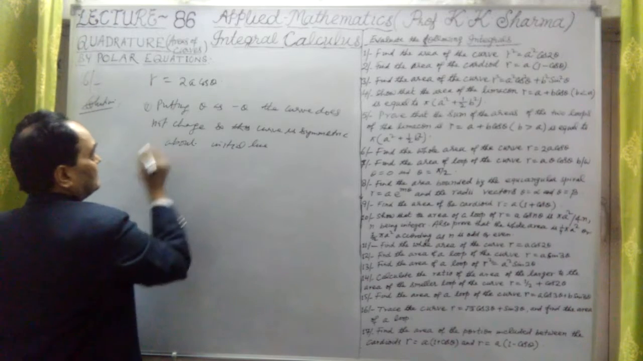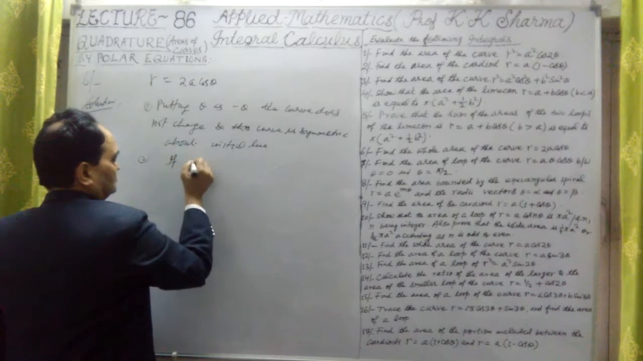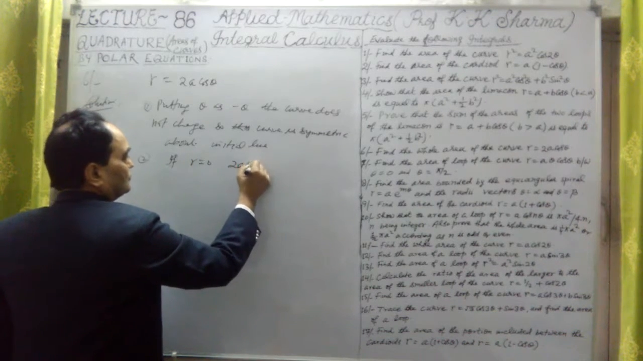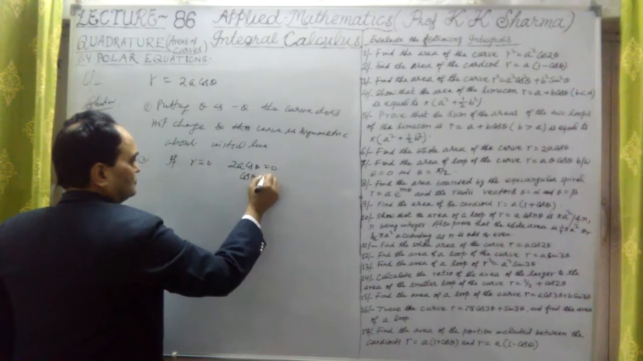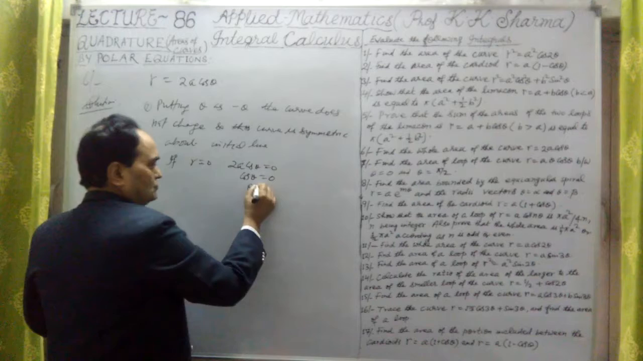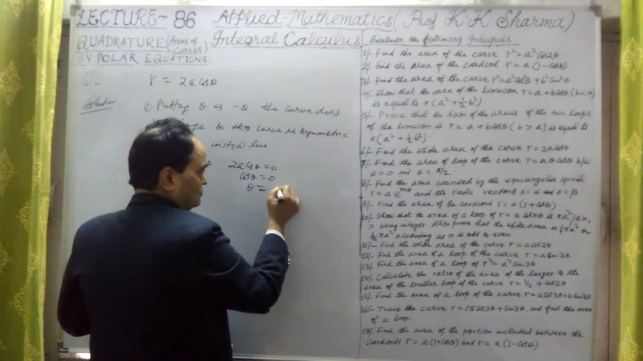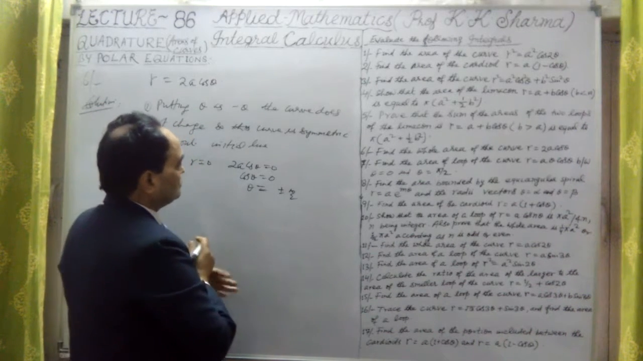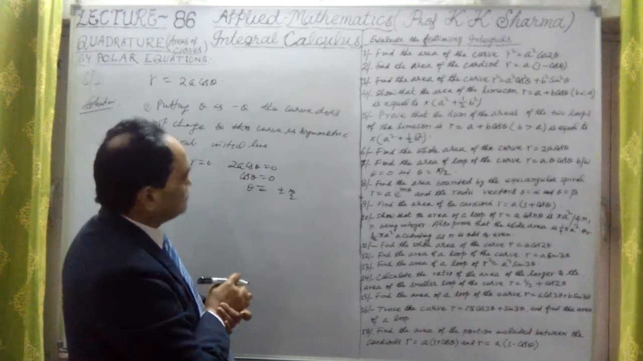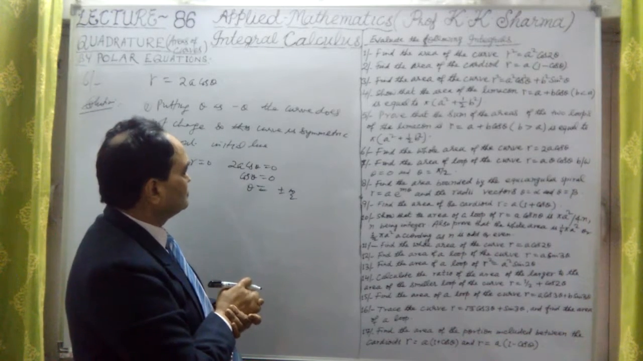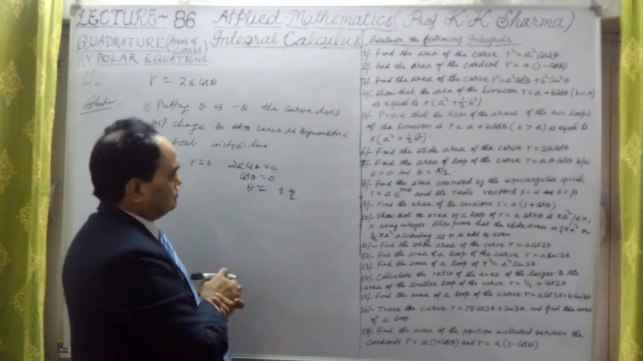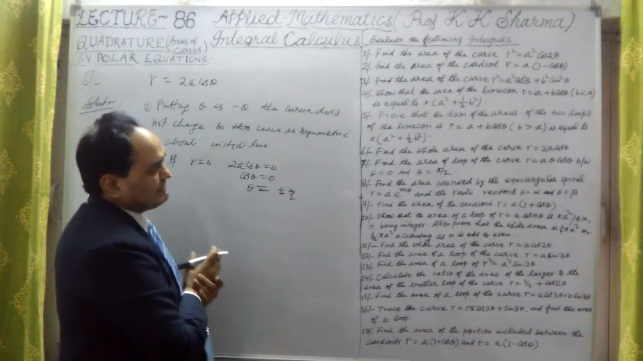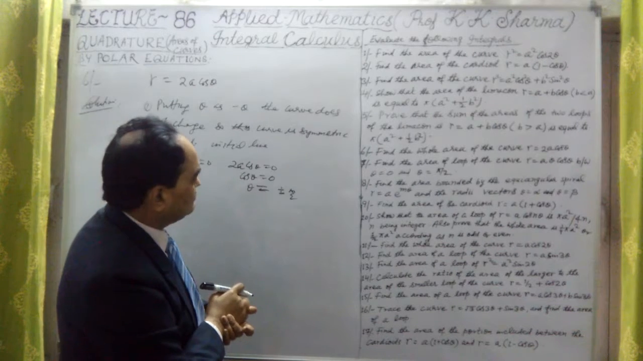First point, second point: putting r equal to 0, 2a cos theta equal to 0, so cos theta equal to 0, which gives theta equal to plus minus pi by 2. Here it is only 2a cos theta. So r equals 0 at theta equal to pi by 2. So plus pi by 2 to minus pi by 2. For this curve, we will take the limits here. Okay, so that is the question.